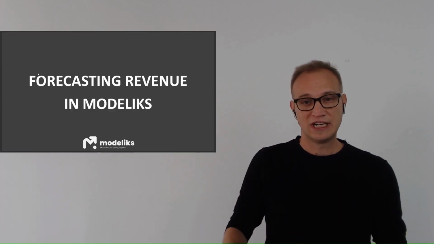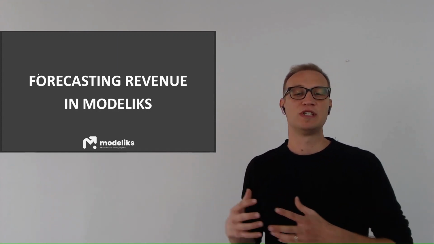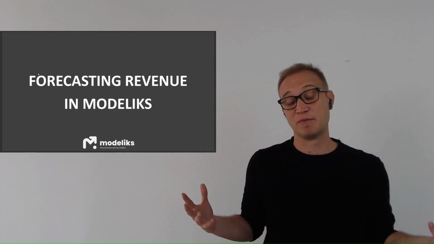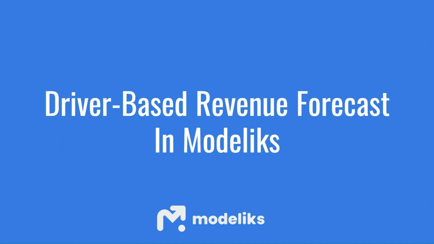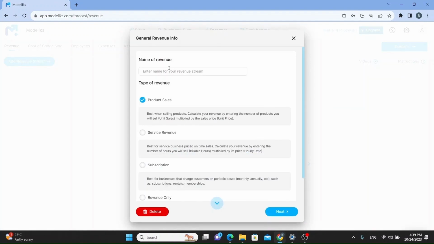Now, let's jump into Modeliks and see how forecasting revenue is done in Modeliks and how quickly it actually can be done. This is Modeliks. Let's create a revenue stream in Modeliks. In the Revenue tab here, click the Add Revenue Stream button. First, we need to name the revenue stream. Let's say we sell bike sales.